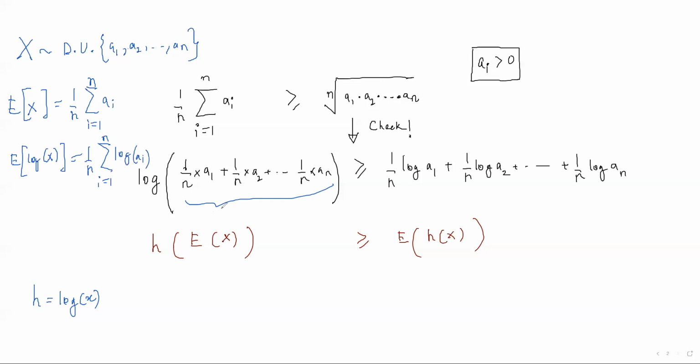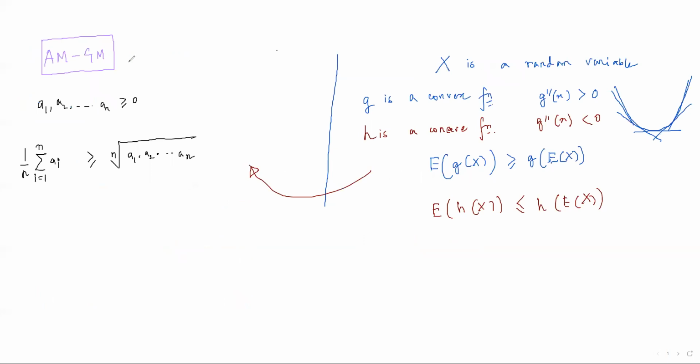So using this, and g of x is log of x, if you just differentiate it 2 times, g double dash x is nothing but minus 1 by x square, which is less than 0. Hence, it's a concave function. Hence, this inequality holds. So you can see the beautiful connection with Jensen's inequality. This one is called Jensen's inequality, and this one is the AM-GM inequality.